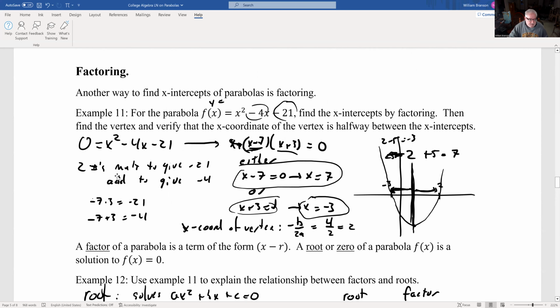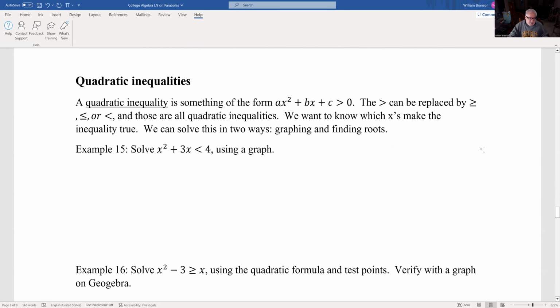So quadratic inequalities. This is when we have a quadratic expression greater than 0, or greater than or equal to 0, less than or equal to 0, less than 0. And we want to know what x's make the inequality true. And we can do this in two different ways. One is graphing, and the other is finding roots. So we want to graph this thing.